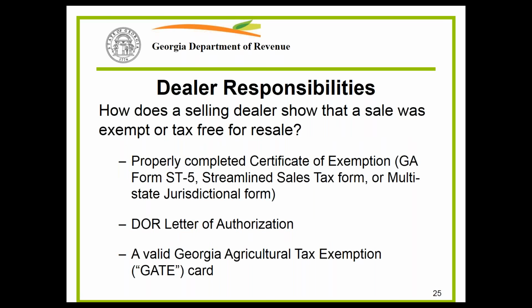And as I mentioned, the dealer has the responsibility of showing why it didn't charge tax, if it didn't charge tax on a particular sale. And so listed here are some of the documentation that purchasers may provide. The ST5 that I mentioned, that has multiple exemptions on it, letter of authorization. We issue letters of authorization for various exemptions. The GATE card, which is the Georgia Agricultural Tax Exemption Card, is a program that came about, I think, about 4 or 5 years ago for the agricultural industry.